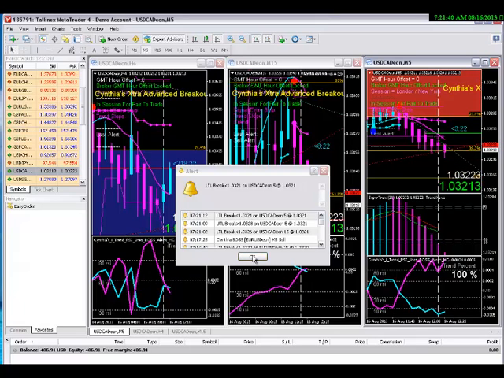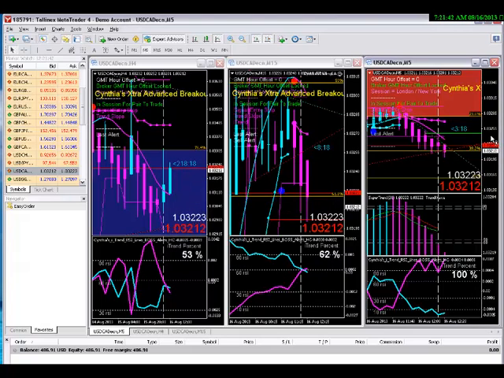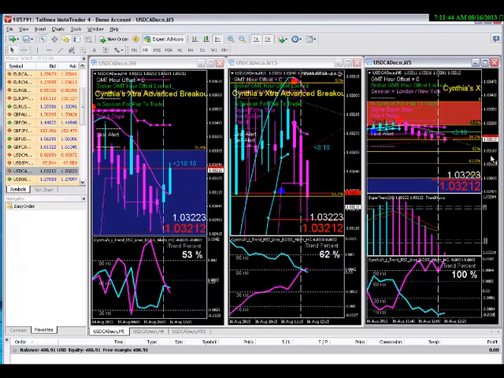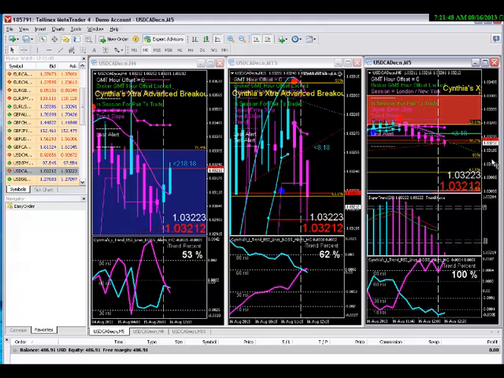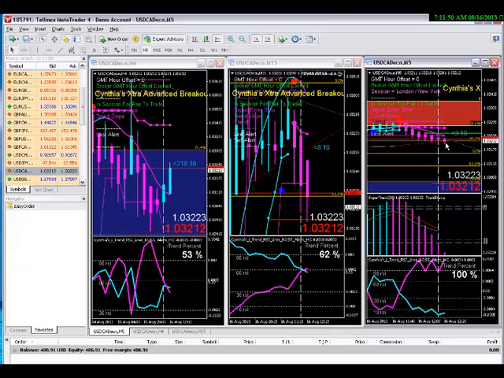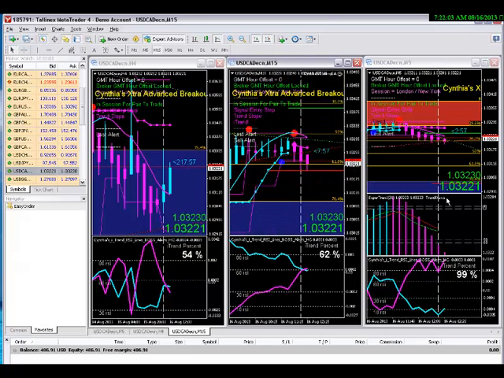So you do get a pop-up alert, and here would be your target down here. So in the 5-minute chart, not only do you get an alert, you get a target. Now look at the I trend. It's at 100%, so in the 5-minute chart, it's really sold off quite a bit.